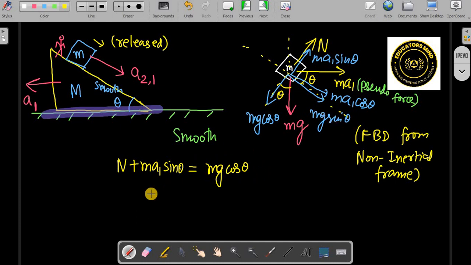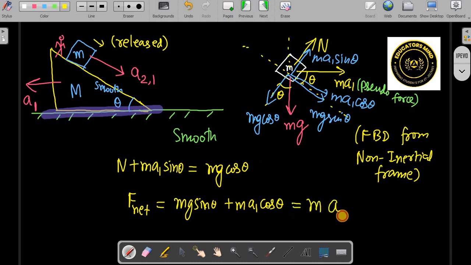Similarly, in this direction there is a net force. So the net force is equal to mg sin theta plus ma1 cos theta, right? This net force is equal to mass into acceleration, but this acceleration is a2 with respect to 1. So from here you can calculate a2 with respect to 1. Acceleration a2 with respect to 1 will be g sin theta plus a1 cos theta, right?